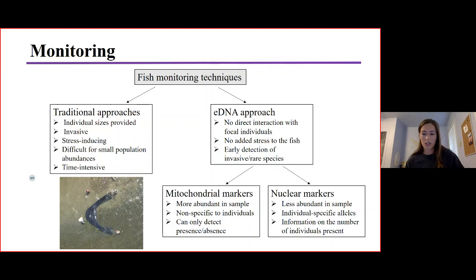So that's what I wanted to mainly look at in my experiment, was using nuclear markers, which are less abundant in sample. However, they can have individual specific alleles, and you could obtain information on the number of individuals present. So I used the mitochondrial markers kind of as a control for this experiment because it has been done before, but nuclear markers is kind of new territory where we're trying to see if we could get those to amplify as well.